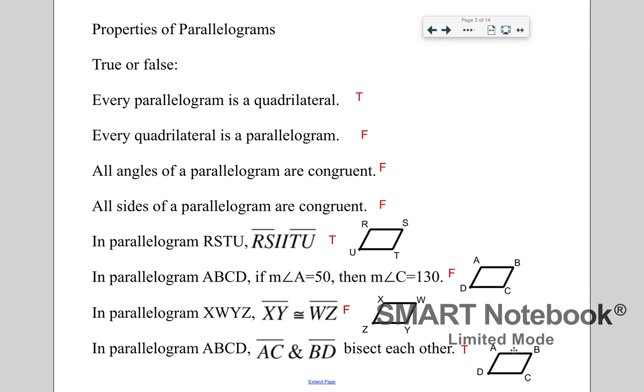In parallelogram ABCD, again, notice the labeling. AC and BD bisect each other. That will be true. Those are diagonals if you look at the diagram, and they will always bisect each other.